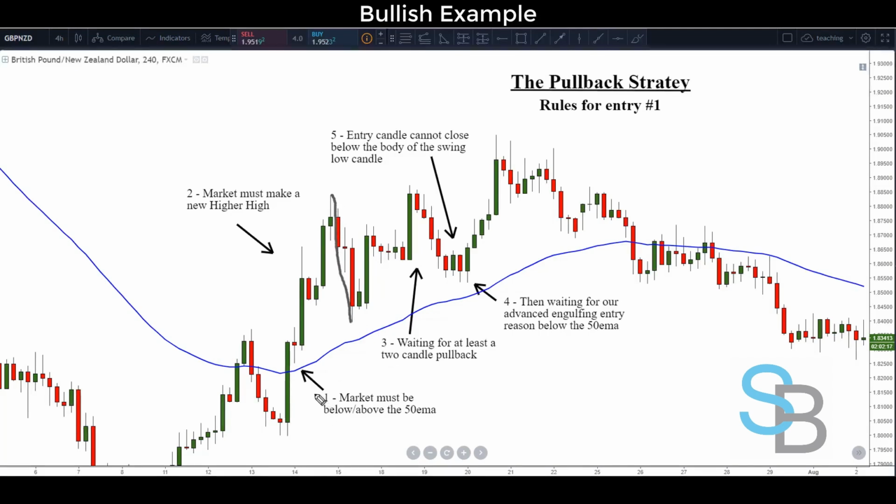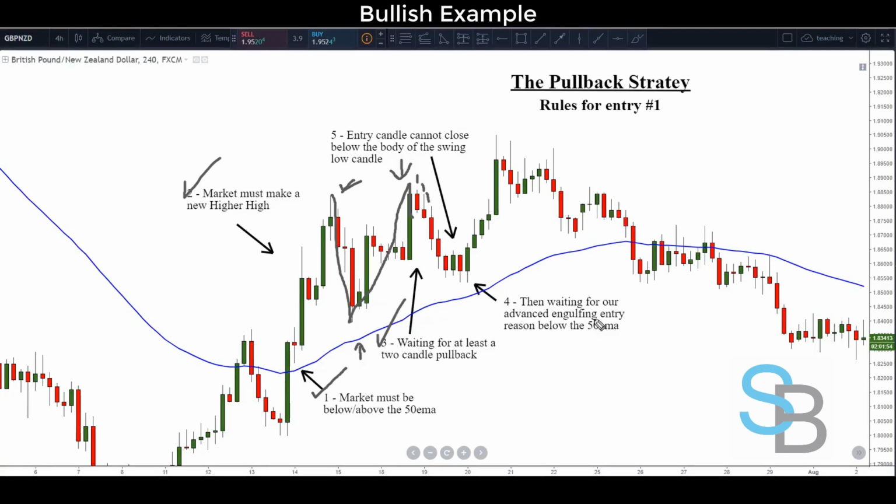Are we still above the 50 EMA? The answer to that is yes, we are still above this 50 EMA. Do we break into a new higher high? The answer to that, also yes. This high is higher than the previous high. So we can check that off as well. Now, do we get the at least 2 candle pullback from this high? If we look down through here, we definitely have more than 2 red candles pulling back. So we can check that off.